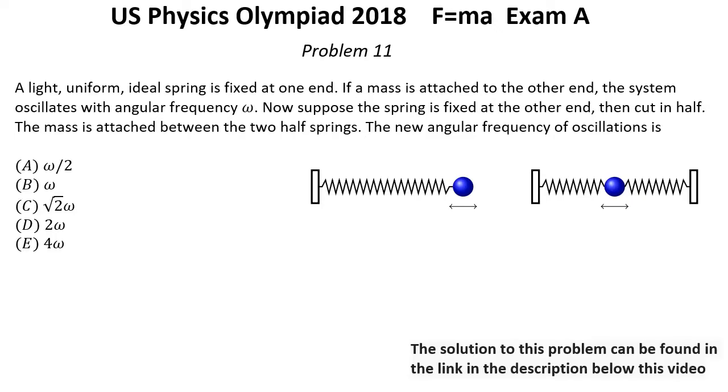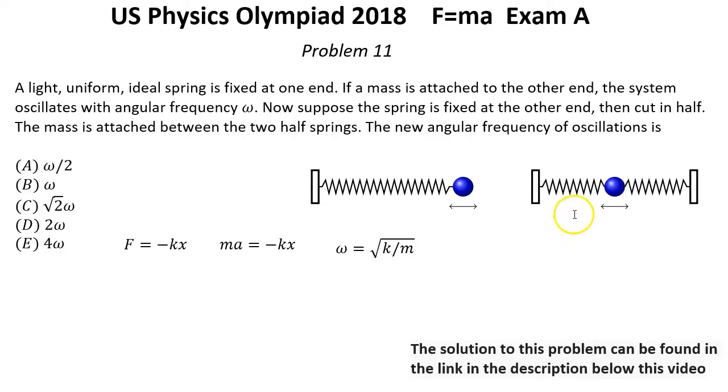Solution for problem number 11. Let's write the equation for the first case. We can write that force F equal negative kx, where x is displacement, and this force equal ma, and this is the regular equation for harmonic oscillation with the angular frequency omega equal square root of k over m.